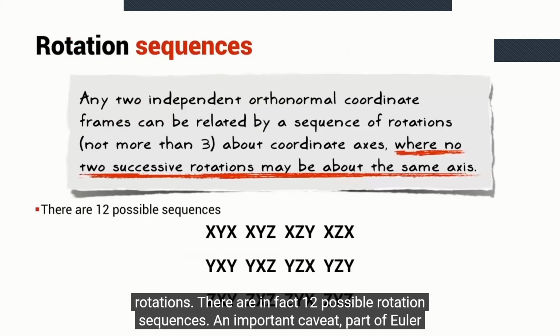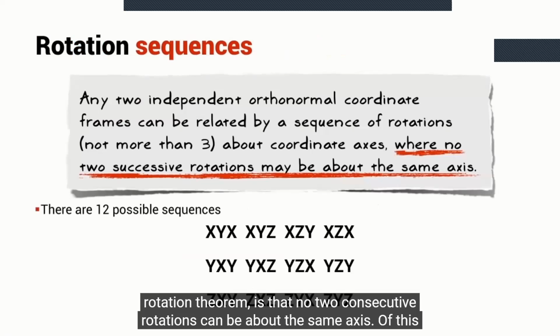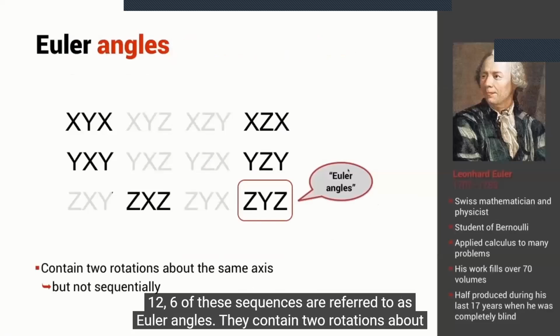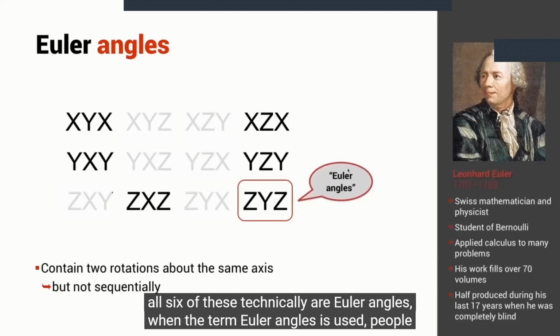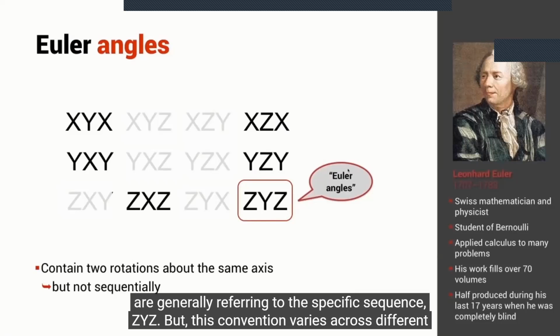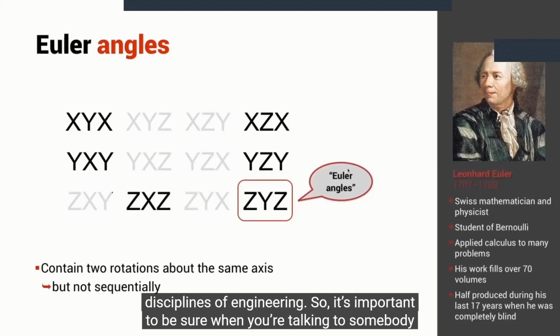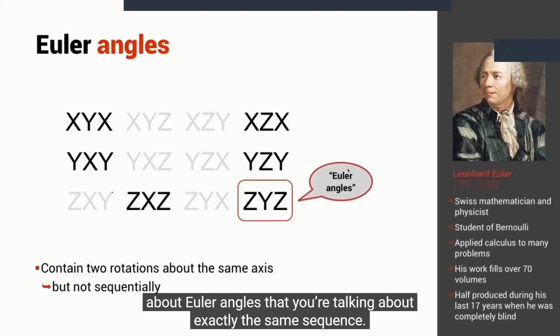There are in fact 12 possible rotation sequences. An important caveat, part of Euler's rotation theorem, is that no 2 consecutive rotations can be about the same axis. Of these 12, 6 of these sequences are referred to as Euler angles. They contain 2 rotations about the same axis, but not sequentially. For example, rotate about x, then y, then x again. Although all 6 of these technically are Euler angles, when the term Euler angles is used, people are generally referring to the specific sequence z, y, z. But this convention varies across different disciplines of engineering, so it's important to be sure when you're talking to somebody about Euler angles that you're talking about exactly the same sequence.